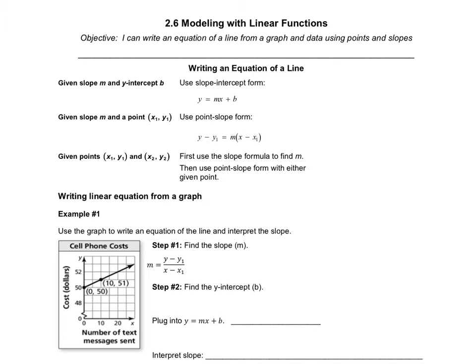Modeling with linear functions. At the end of this lesson, you should be able to write an equation of a line from a graph and data using points and slopes. So for this lesson, you will need to know the slope-intercept form of a line. You will use the point-slope form of a line, and you will review finding the slope using 2 points.